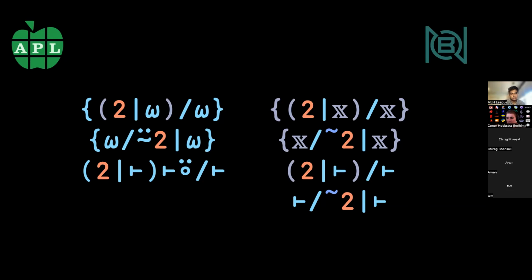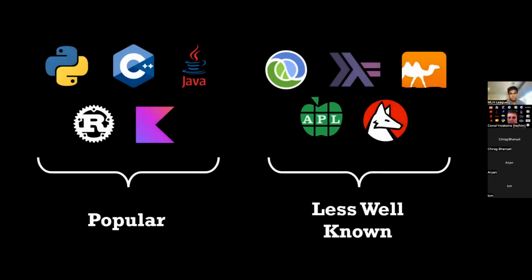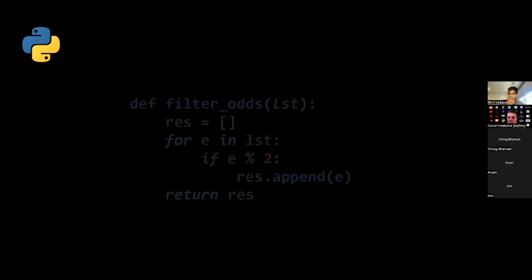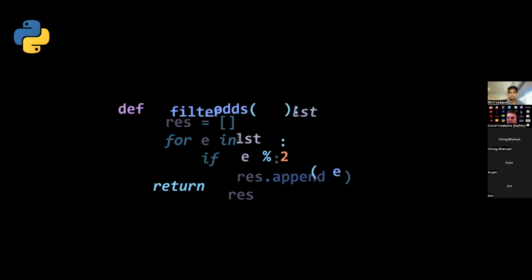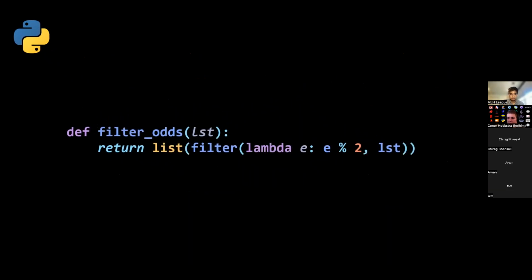All right, so coming back to our popular versus less well-known languages, we're now going to look at Python, C++, and Java once again, and see how we can write solutions that are closer to what we saw in our less well-known languages. So this is what we started with in Python, but we can also do this, which is the functional solution in Python. We're making use of a lambda, which uses the explicit lambda keyword, and we're making use of a function called filter, which they also have as a built-in in Python.